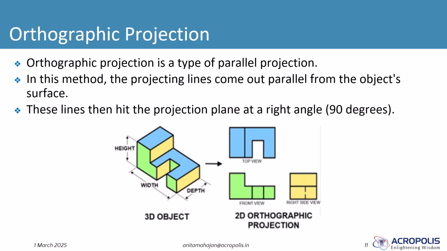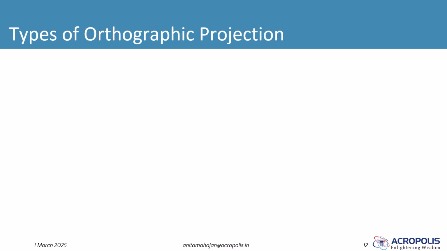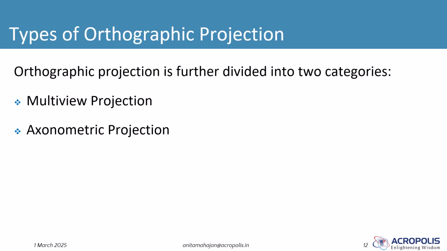Orthographic projection is a type of parallel projection. In this, the projecting lines come out parallel from the object surface. These lines then hit the projection plane at a right angle, that is 90 degrees. Here is the 3D object effect and 2D orthographic projection effect of the picture. Types of orthographic projection: orthographic projection is further subdivided into two categories. First, multi-view projection and second, axonometric projection.